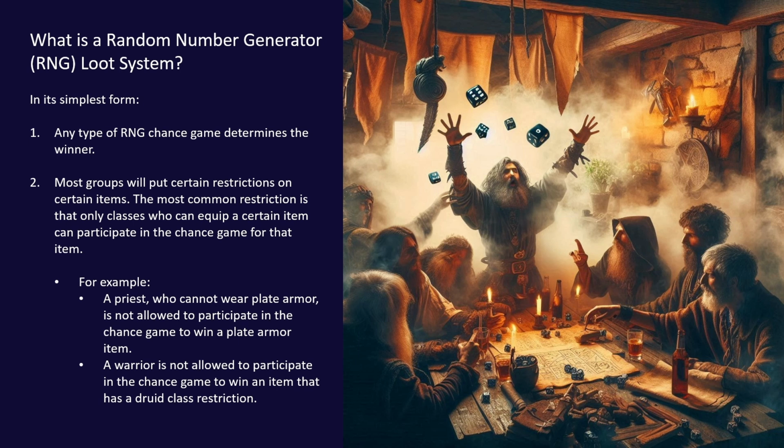Now, most groups will put restrictions on certain items. The most common restriction is that only classes that can equip an item can participate in the chance to win that item. That applies to bind on pickup equipment that cannot be traded to your alternative characters, that sort of thing. Let's say the tier 1 warrior chest piece, the chest piece of might, drops. Most raids will not allow a priest to roll on that item, because a priest cannot use it, cannot equip it, and cannot give it to anyone else. So that would be the most common restriction, the class restriction.